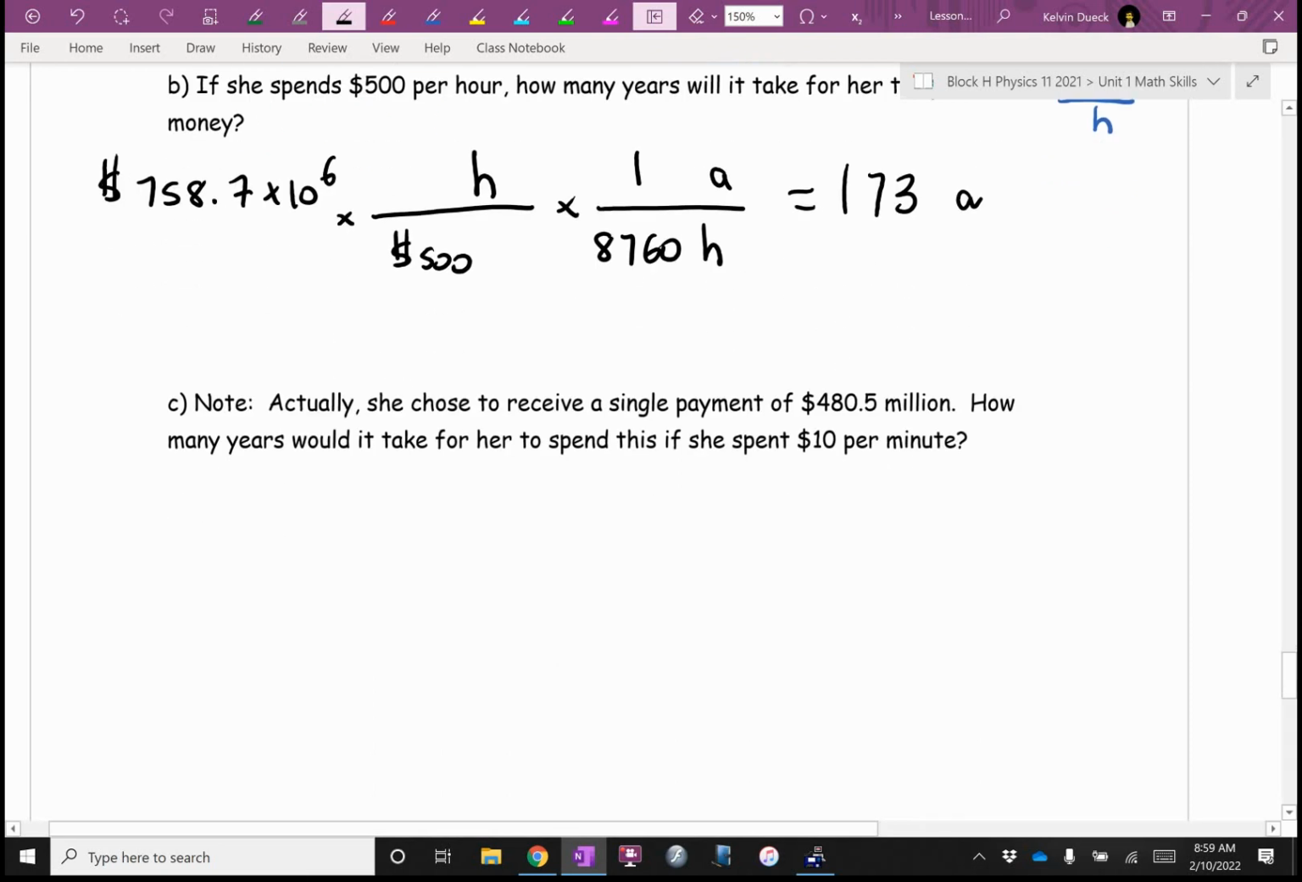What if she spent $10 every minute? So the first thing I'm going to do again, I don't like that $10 per minute. I'm going to write it as a fraction. $10 per minute. I'm going to write down what they gave me. 480.5 times 10 to the 6th dollars. Units matter. And I guess that means the 10 is going to go on the bottom to cancel out the dollars, and the minutes goes on the top. I'm going to divide by 10.